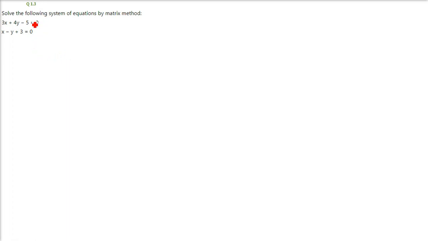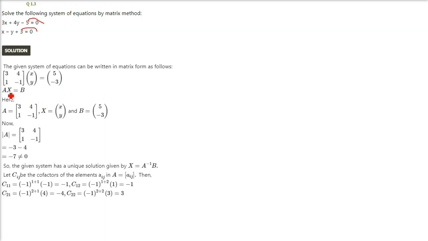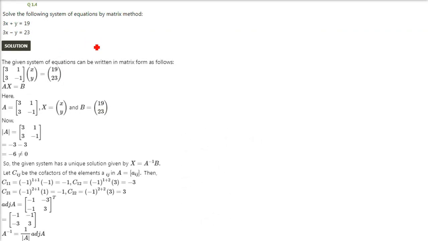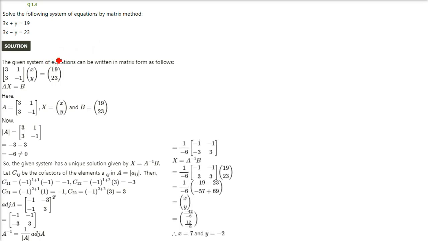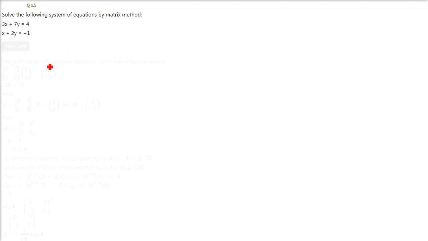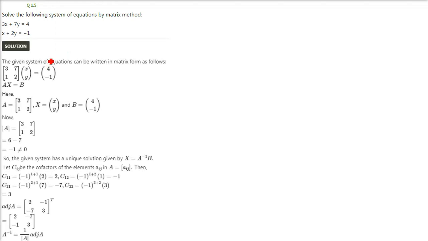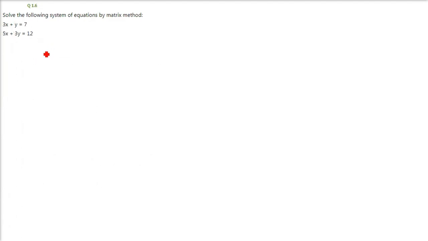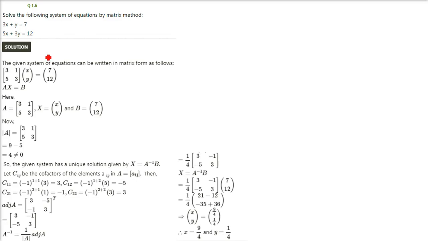Here also the same thing. 5 you have to take on the right hand side, 3 you have to take on the right hand side, and then AX equals B. A is the coefficient of x and y, X is x and y, B is the constant which you have taken on the right hand side. I hope you'll be able to do all these because they are almost similar to what we discussed, and you can have a reference here. So this solution is only for your reference. I would encourage you to first solve by yourself, then only see the solution. So this is also one of the ways.